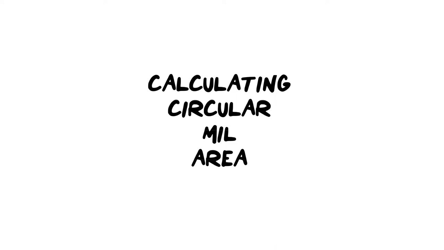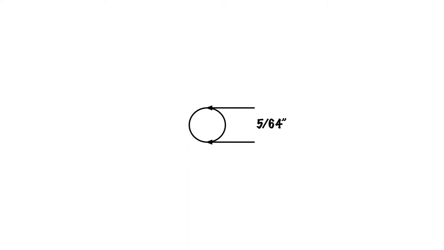In this video, we'll be walking through how to calculate circular mil area, and then how to take that and determine what wire size, what AWG size we're going to need when we have that strand size. So here's an example of a single strand, we'll say solid conductor. It's got a diameter of 5/64 of an inch.